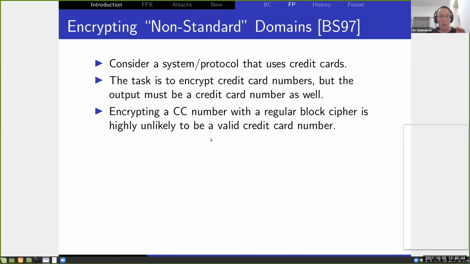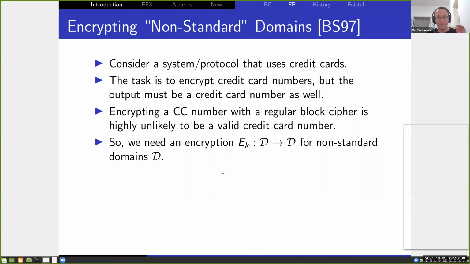So what Brightwell and Smith suggested in '97 is that in order to make cryptography more prevalent in systems, we need the ability to encrypt non-standard domains. Now, one issue to note, and I'm going to address it a bit later, is that the size of the domain may be very small. This has a very big impact on the security against various attacks that usually, when we think of AES, cannot be made. But when you have a small domain, you can actually do that.